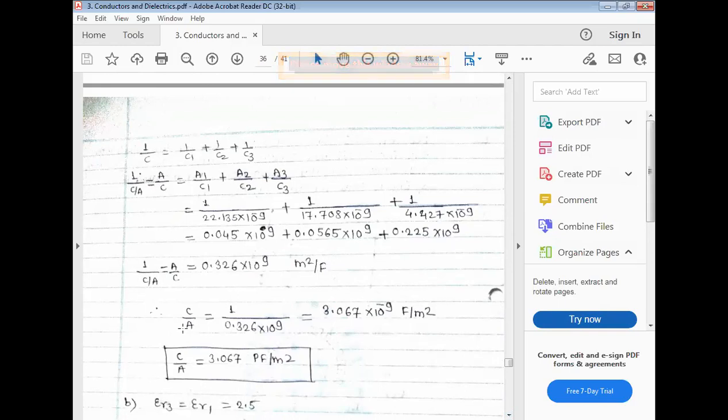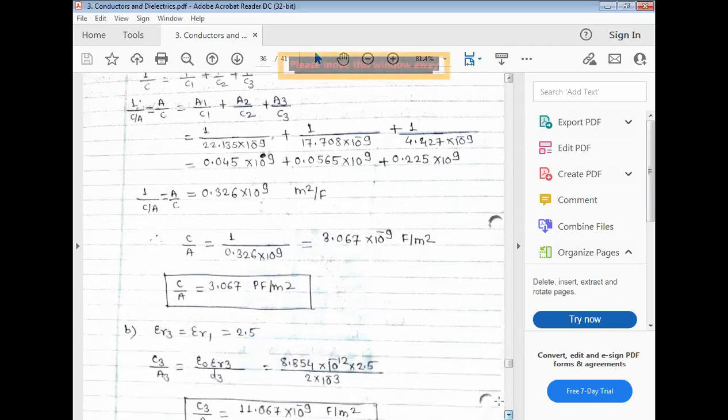Okay. Remember, when you are changing this, you have to change the unit also. Therefore, this C divided by A is equal to 1 divided by 0.326 into 10 raised to plus 9. Okay, so it is A upon C. Now again, if you take the inverse, you are getting this, which is equal to 3.067 into 10 raised to minus 9 farad per meter square. Here you are getting the capacitance per unit area. Okay. So 10 raised to minus 9 means it is nanofarad.